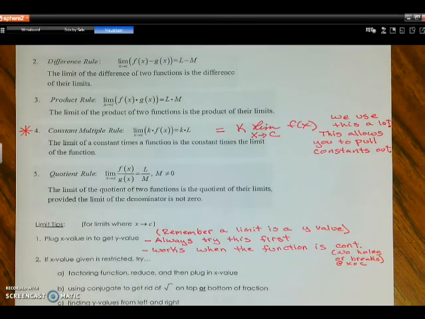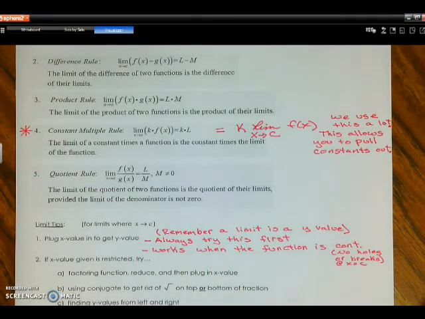So you'd be able to rewrite this first one as the limit as x approaches c of f of x minus the limit as x approaches c of g of x. And again, from the first page, we know that that was L minus M, so you'd be able to do that, and that's handy. Product rule, again, the limit of the product is the product of the limits. That's all that's saying.